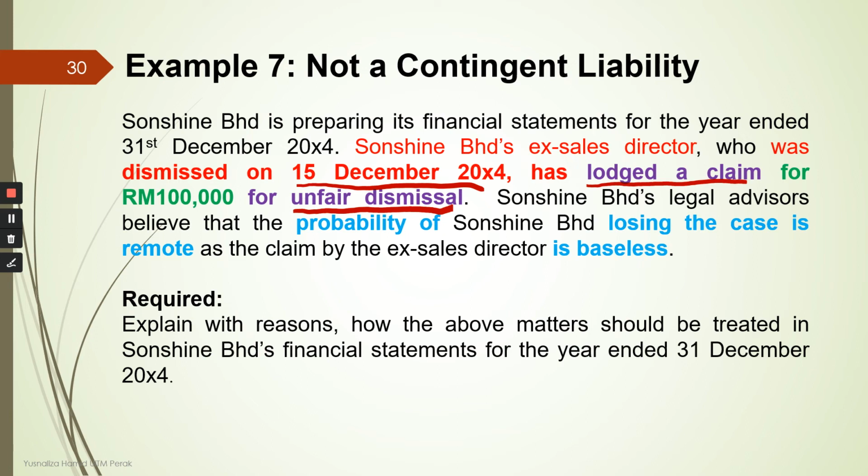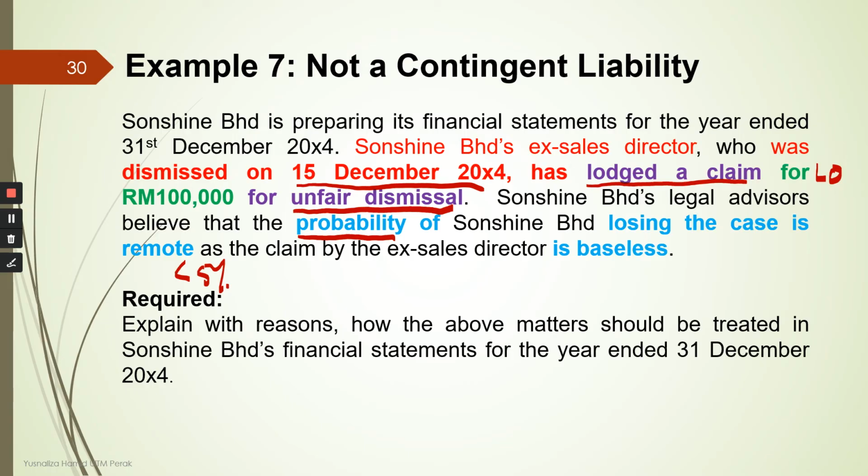So there is a legal obligation, because I use purple for legal obligation. There is a present obligation as a result of a past event, where the past event is the director was dismissed by the company, the one in red here. And the legal advisor, however, believes that the probability that the company will lose the case is remote. Remote is normally less than 5%, right? That is acceptable. So that was very insignificant.